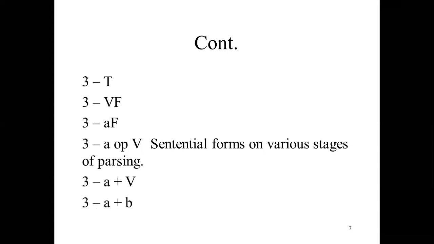So we will choose here OPV. So 3 minus A OPV. Just we are going to replace the value of F. So such type of things are called the sentential form. Whatever we are writing here, these are called the sentential forms at various stages of parsing. So we are doing parsing here. These are called the various stages, and these are called the sentential forms.